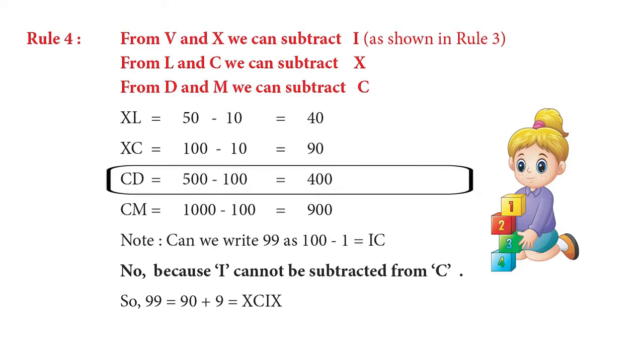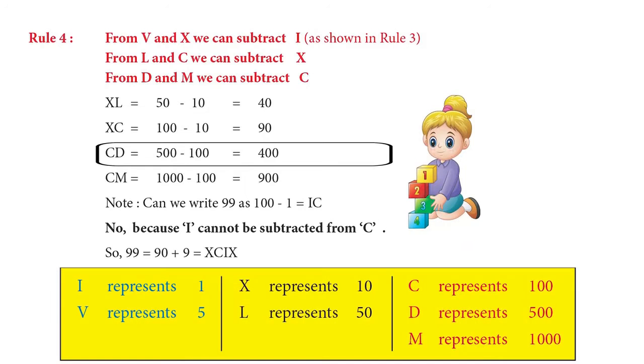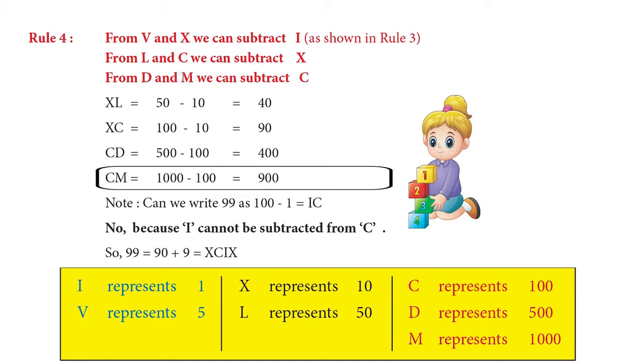There is 100 and then there is 500. So, C is smaller than D. So, we subtract 100 from 500. We get the answer 400. Yes. And then M is 1000 and C is 100. The alphabet M has the value of 1000 in Roman letters and alphabet C has the value of 100. So, we subtract 100 from 1000, we get the answer 900.